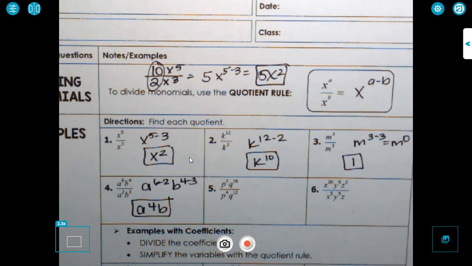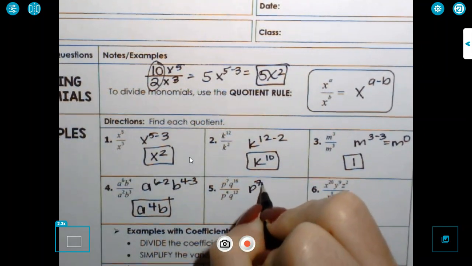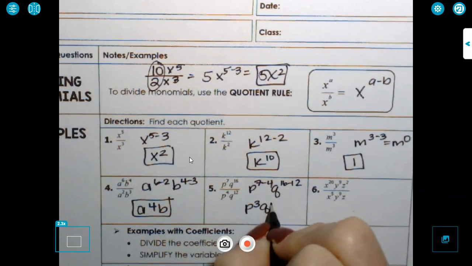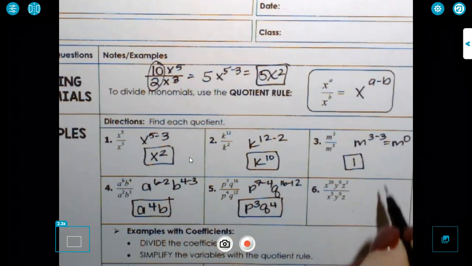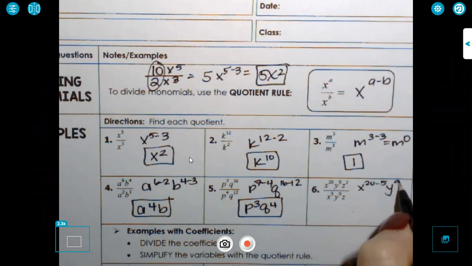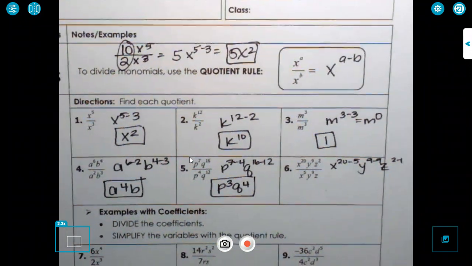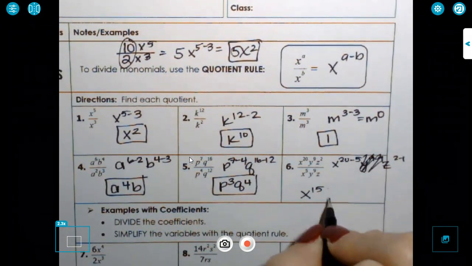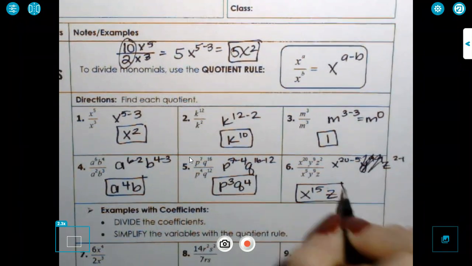And then p to the 7 minus 4 and q to the 16 minus 12. So that's p^3 q^4 right there. Can y'all see all that? Sorry. Okay, so 20 minus 5 gave me x^15. The 9's go away, and z to the first.